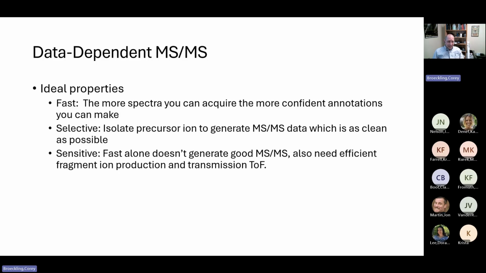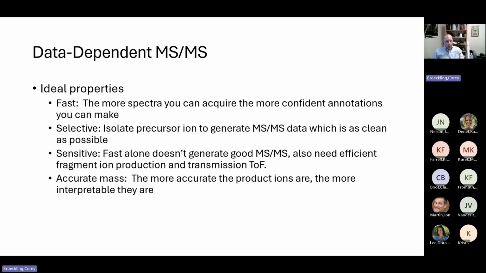We then want it to be sensitive. Fast is great, but if we don't get good generation of fragment ions and transmission of fragment ions to the TOF, then that speed isn't really of value. We don't need to generate 100 bad spectra per second. We want to generate good spectra. Finally, we want to take advantage of that accurate mass. And one of the nice things about a time of flight is that there's no trade-off between scan time or speed and mass accuracy.